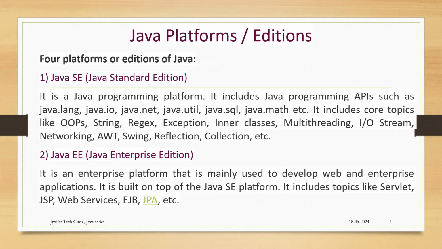Java platforms or editions. First, Java Standard Edition. It is a Java programming platform. It includes Java programming APIs such as java.lang, java.io, similar to how we have header files. Similarly, we have references that need to be imported while you are creating the application, like java.net, java.util, java.sql. Depending upon your requirement, you can keep on adding them. These should be added or imported at the starting of the program itself.